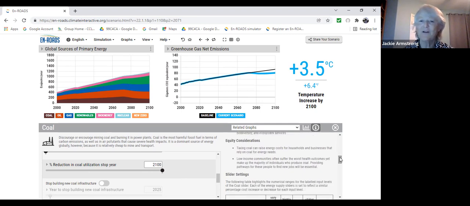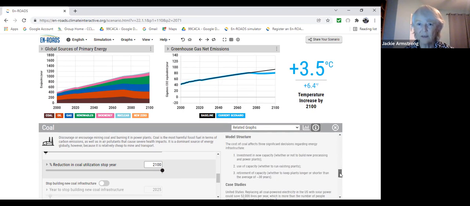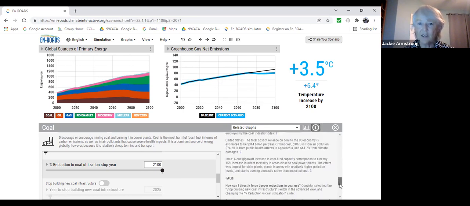And this is one of my favorite parts of En-ROADS, the equity considerations, because it's not blind to the fact that policy changes have real impacts on people. And so what about those coal miners? What about low-income communities? Equity considerations can bring up other issues about policy changes that you want to make.